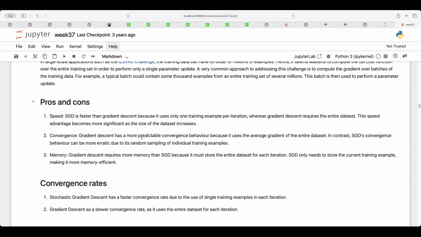Convergence: gradient descent has a more predictable convergence because it uses the average gradient of the entire data set. Stochastic gradient descent's convergence can be more erratic due to its random sampling. Yeah?